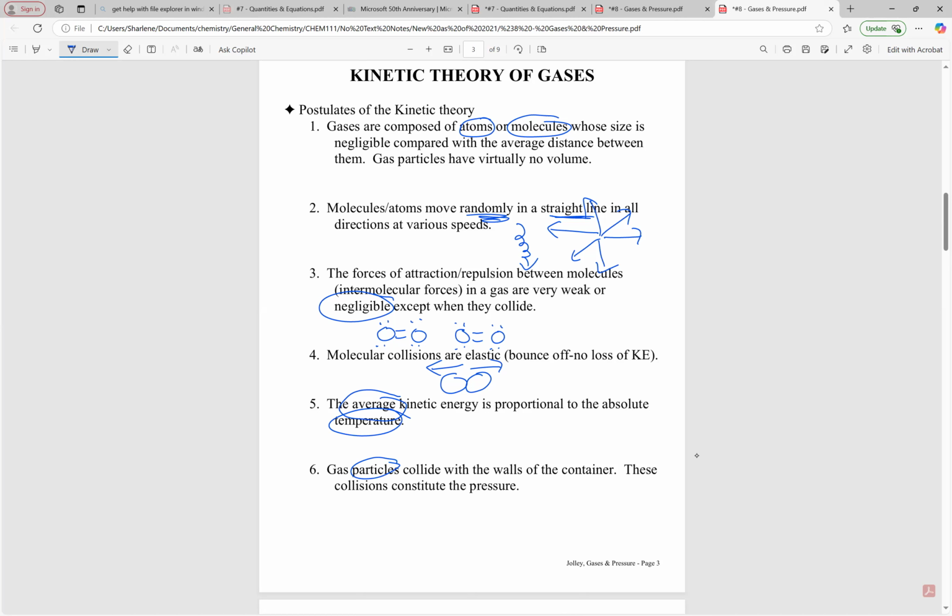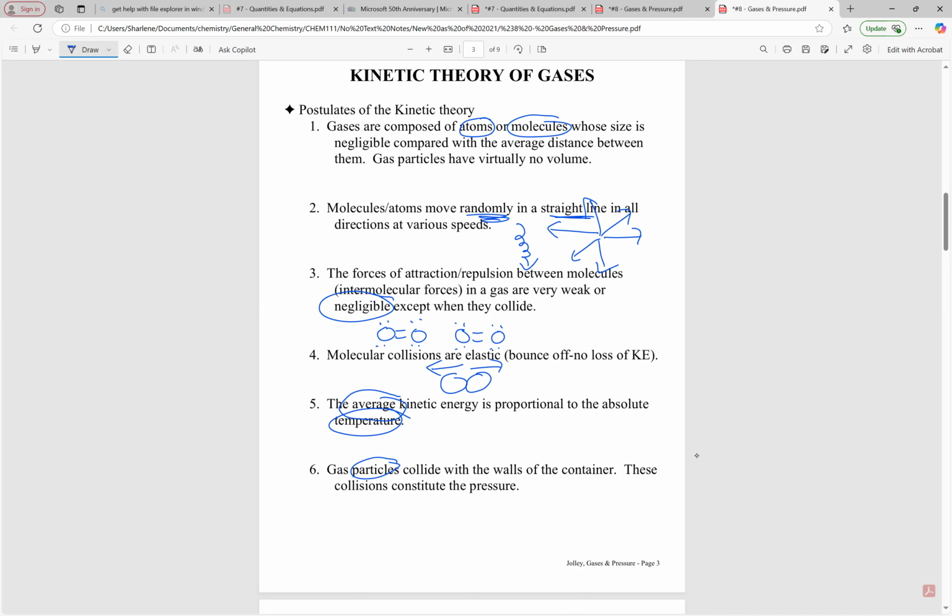If it bounces off the wall, it will just have the same pressure until it hits somewhere that is a detector. So do you have to recreate those word for word? Absolutely not. But the overall idea behind them is they're so small that we're going to assume they have no volume. They move randomly in straight lines.